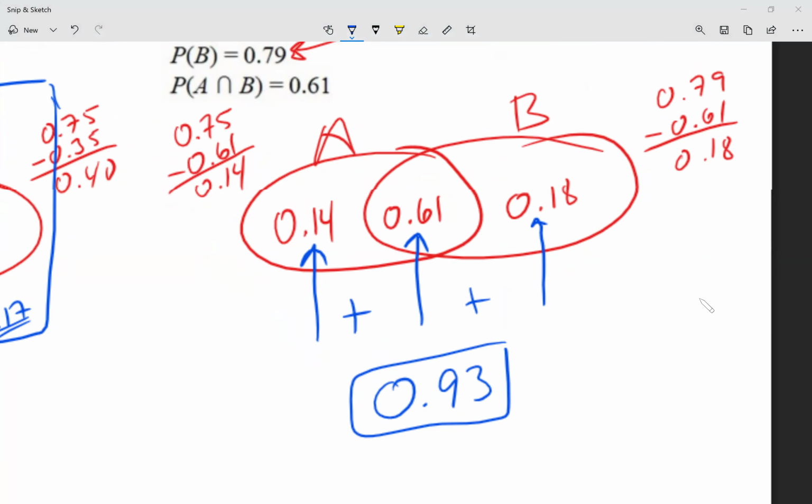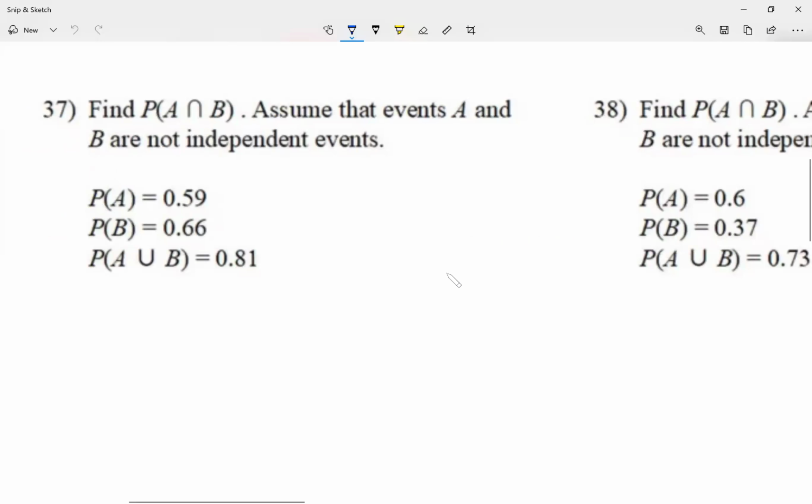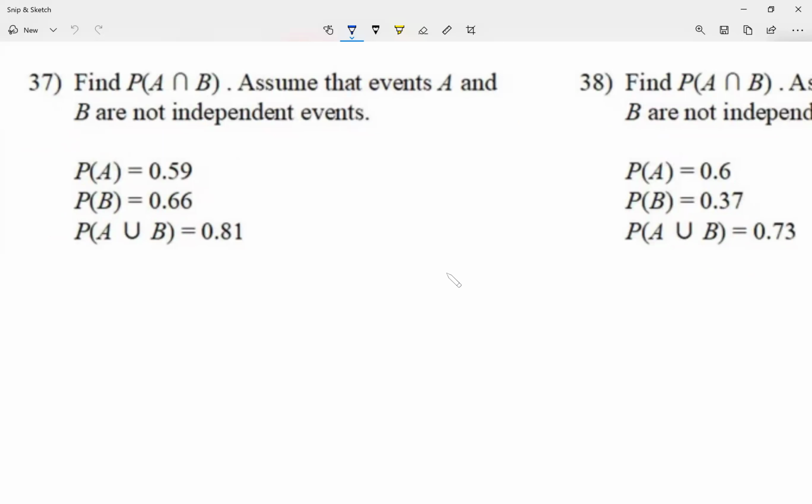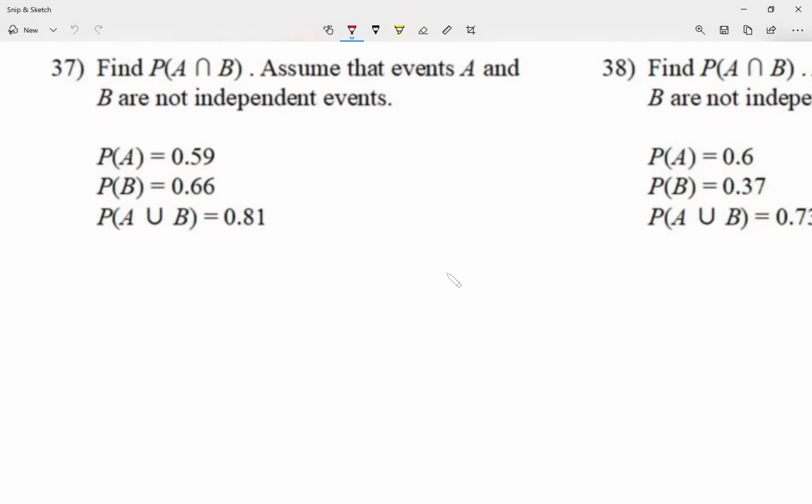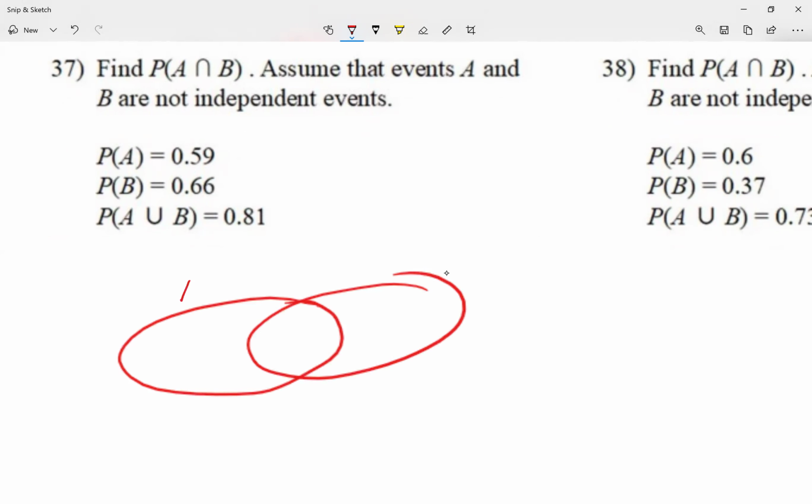Okay, let me flip the page. Let's take a look at number 37. Find the probability of A intersect B. Oh, interesting. A intersect B, assuming that events A and B are not independent events. Not independent, not mutually exclusive, the same thing. So that means that we have A and B, they intersect.